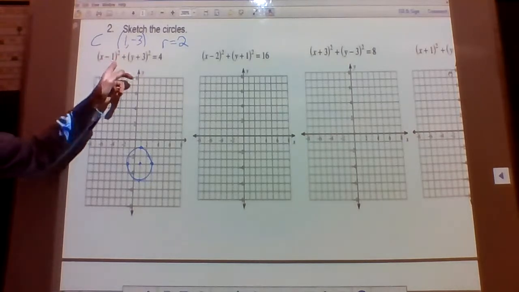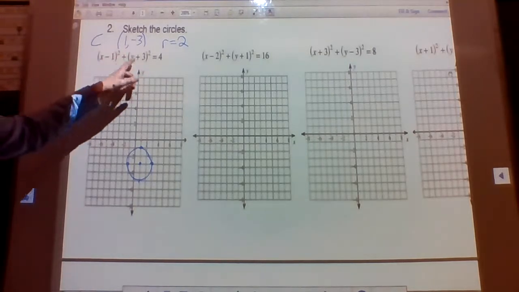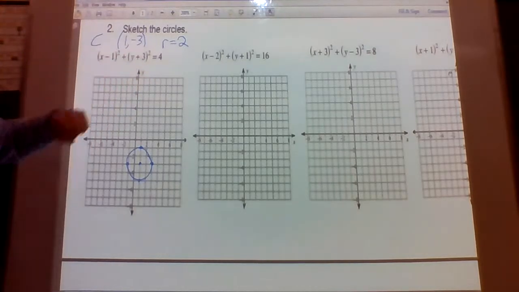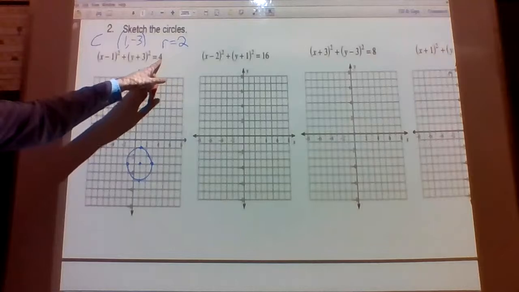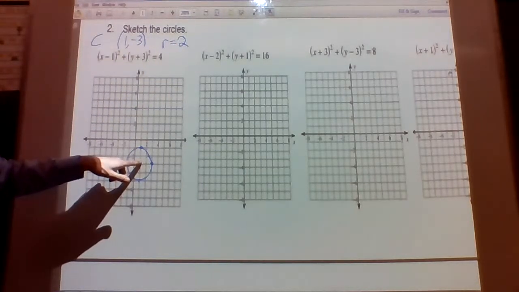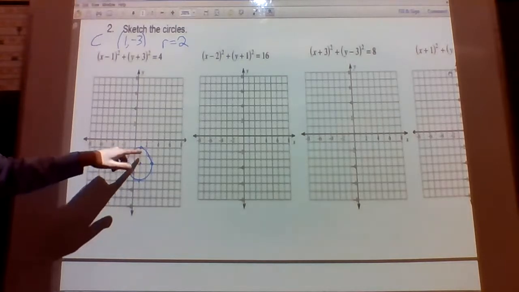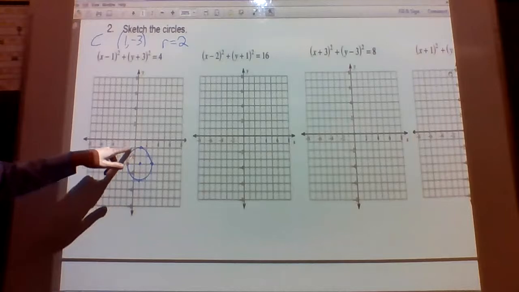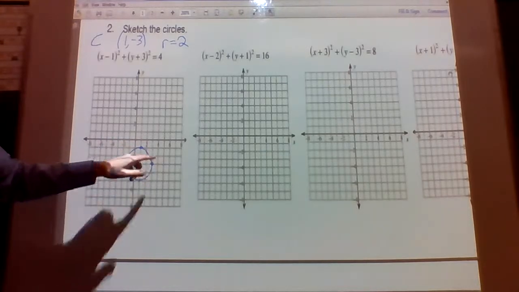So we found the center is 1, -3, because we flipped the signs. That's our h, that's our k. Found the radius was the square root of 4. So plot the center, 2 points up from the center, 2 points down from the center, 2 points to the left of the center, 2 points to the right of the center. Draw in the circle.